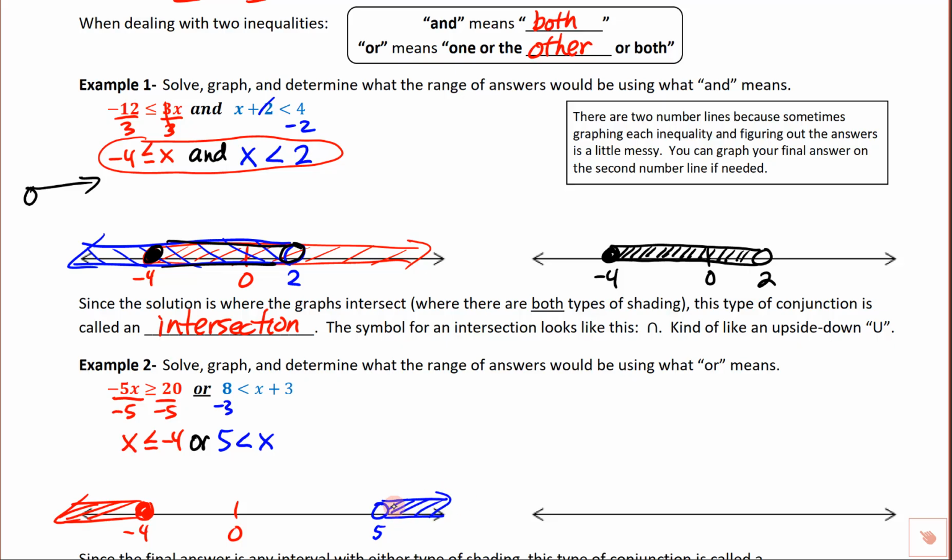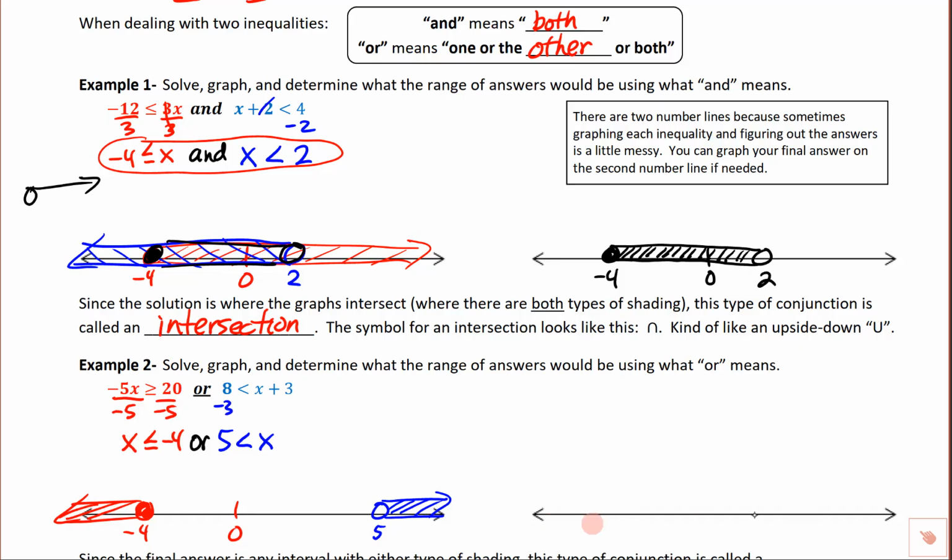Now, the word or means one or the other or both. So what that means is any type of shading is okay. If it's shaded by red, it's going to be part of the answer. If it's shaded by blue, it's going to be part of the answer. If there happens to be somewhere that overlaps like we had on this one, any type of shading is okay.